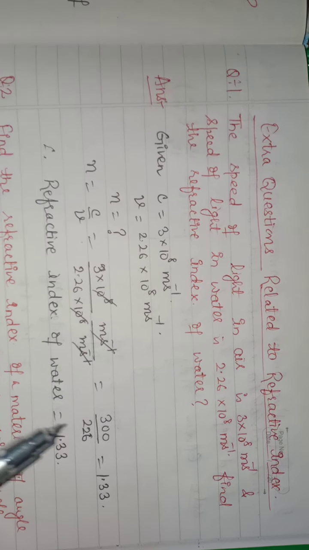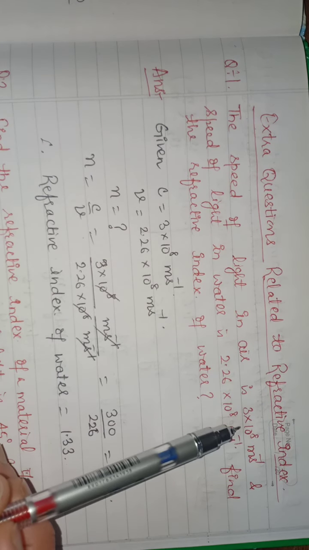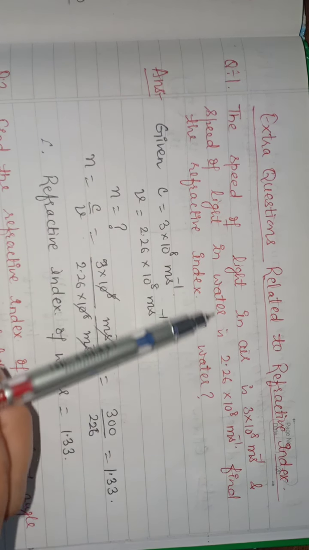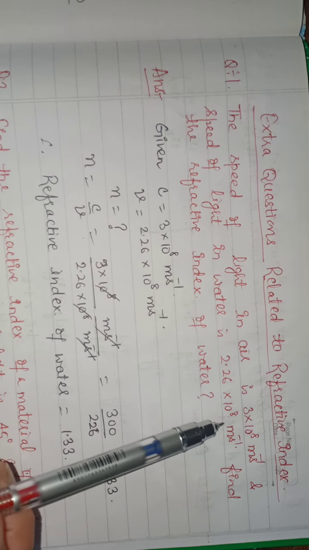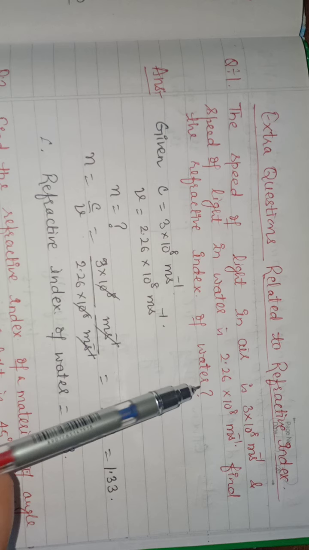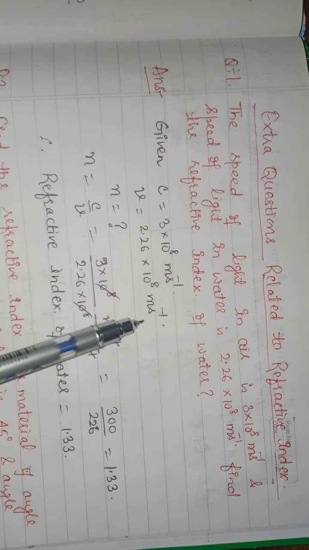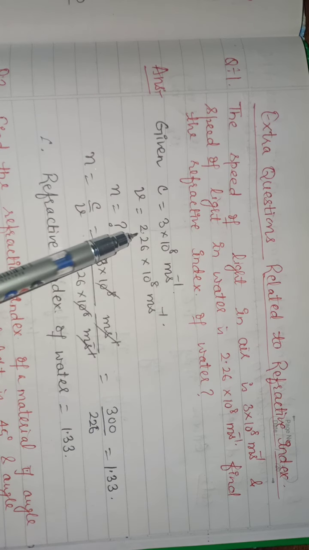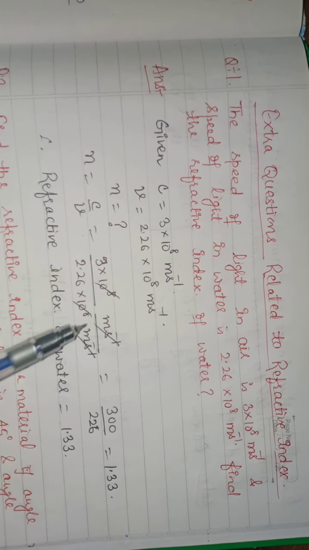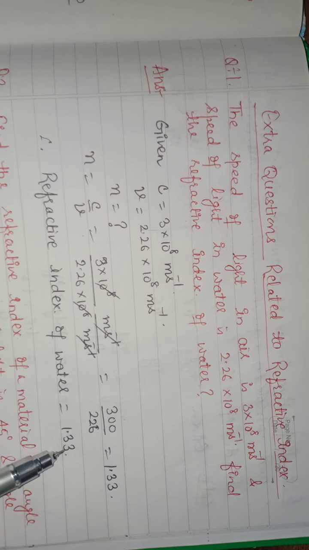The first question is the simplest one. The speed of light in air is 3 into 10 raised to power 8 meter per second, and the speed of light in water is 2.26 into 10 raised to power 8 meter per second. Find the refractive index of water. This is a simple question. We can apply the two things given to you, that C and V. So write down the formula and substitute the values, and the units get cancelled. Then we will get the value: the refractive index of water is 1.33.